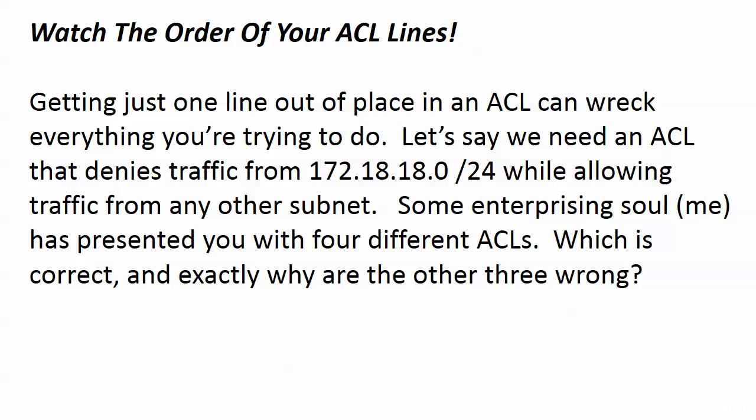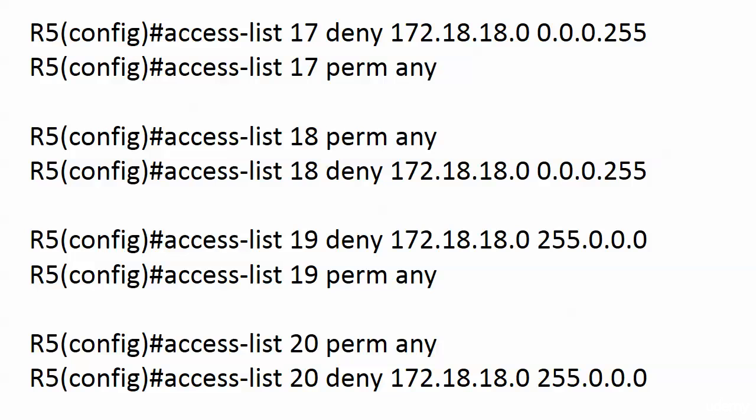And if you have an ACL, let's say, you want it to deny traffic from 172.18.18.0/24 while allowing traffic from any other subnet, that's going to be one or two lines, right? I mean, if you remember the implicit deny, literally it's going to be a two-line ACL. But even if you get the two lines out of order, there can be a big problem. So what I'd like you to do is tell me which of these ACLs actually does the job of denying 172.18.18.0/24 and then allowing everything else. And you should be able to tell me, or an interviewer or Cisco on your exam, exactly what's wrong with the other three.